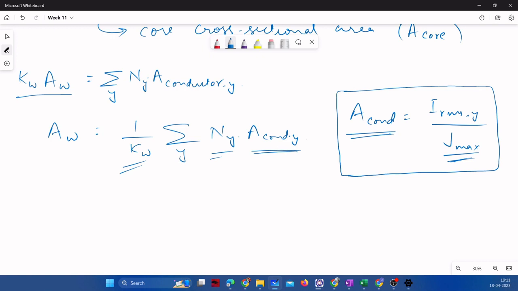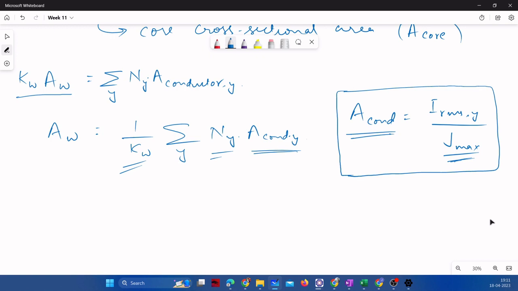Sir, this J max, for natural cooling, you said that it can be limited up to 5 amps per mm square. So if suppose we are using forced cooling for the conductors, then can it be increased beyond 5 also?